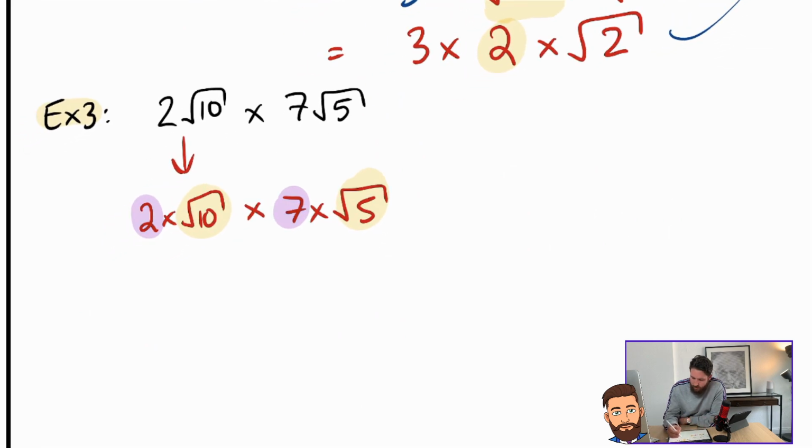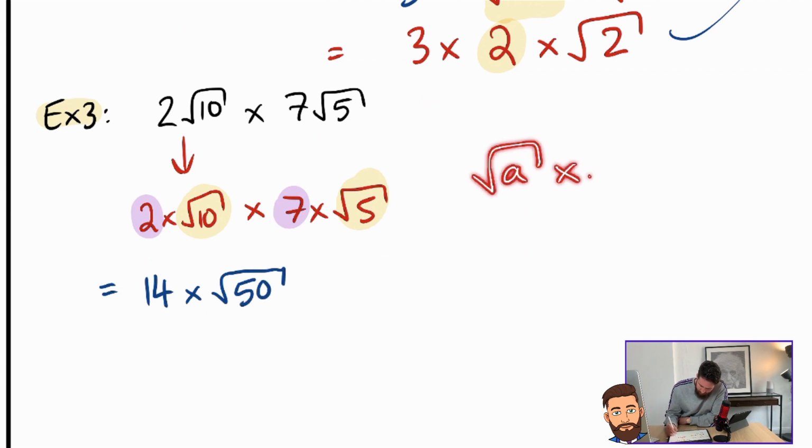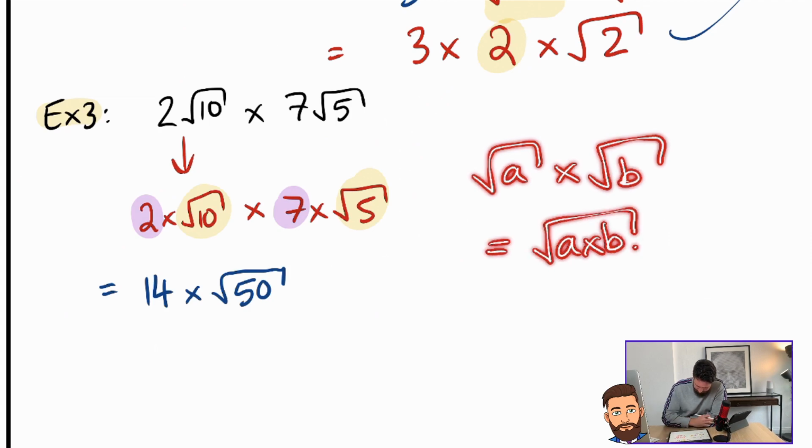What does that give me? That is going to give me 2 times 7 is 14. Root 10 times root 5. Well, root 10 times root 5 is simply root 50. Because remember, root a times root b is equal to the square root of a times b.